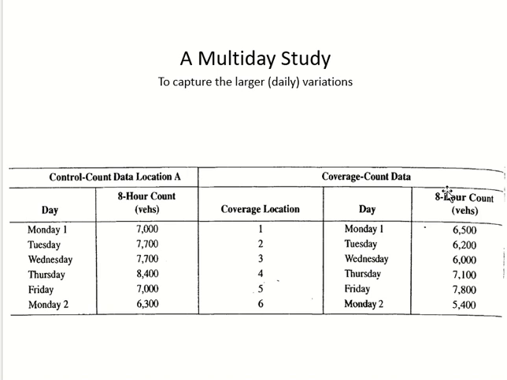Now the purpose is to see the daily variation in the data and try to get a value which covers the daily variation of the data. In the previous case, we took the counts on all locations on the same day. 8 hours, 1 day, 1 team at the control, the other team shifting from one coverage to another coverage. But in the end, it was 1 day data. No other day was observed. So it could happen that on that particular day there was something special, so traffic was not normal. It was too high or too low.